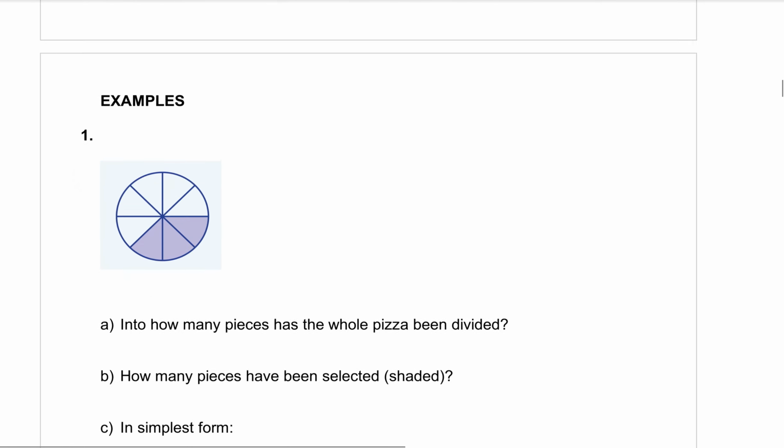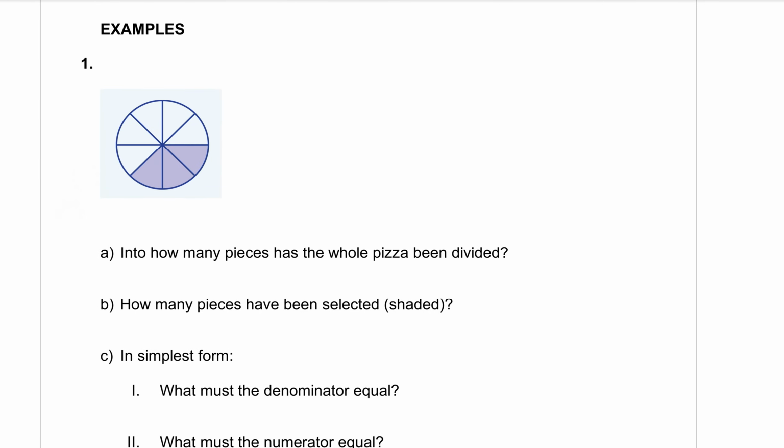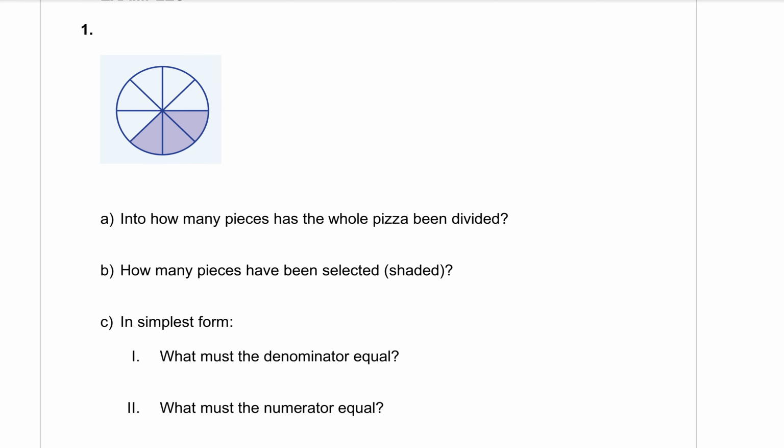So here's a question for you. We have a circle and we have some shaded in parts. First of all, we're asked how many pieces has the whole pizza been divided into, so we can count them up. There is 1, 2, 3, 4, 5, 6, 7, 8 pieces of pizza there. 8. How many pieces have been shaded? Well, that's the 1, 2, 3 of them that have been shaded.